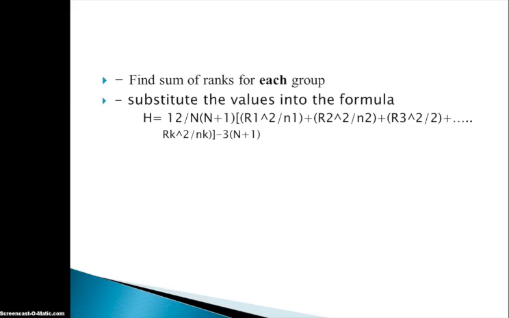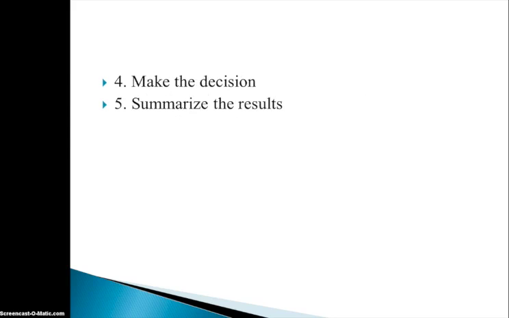H equals 12 divided by N, which is the total number of data, times N plus 1. This is multiplied by the sum of the ranks of the first group squared divided by the total number in the group, plus the sum of the rank values of the second group divided by the total number in the second group, and this carries on through however many groups that we have. Number 4, we make the decision to either reject or not reject the null hypothesis, and number 5, we summarize our results.